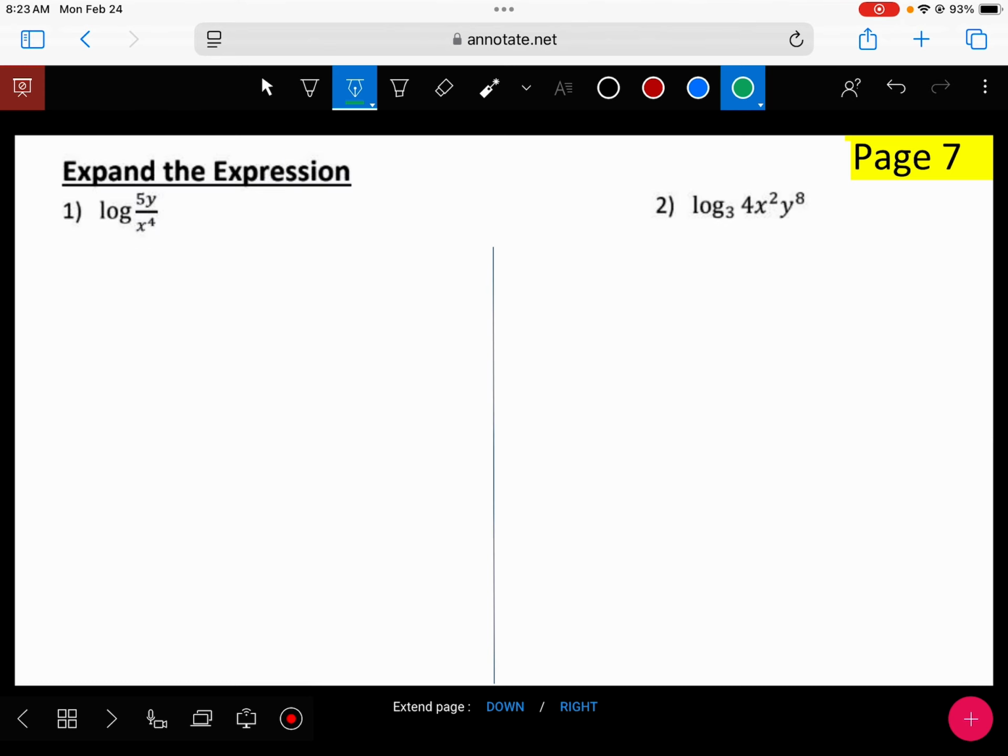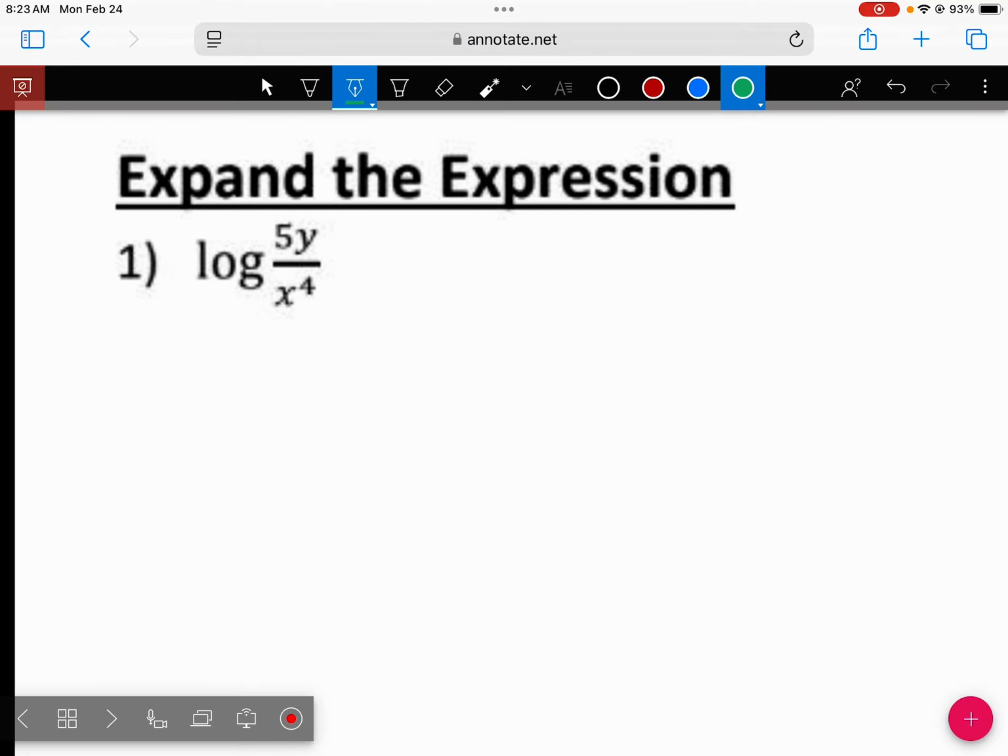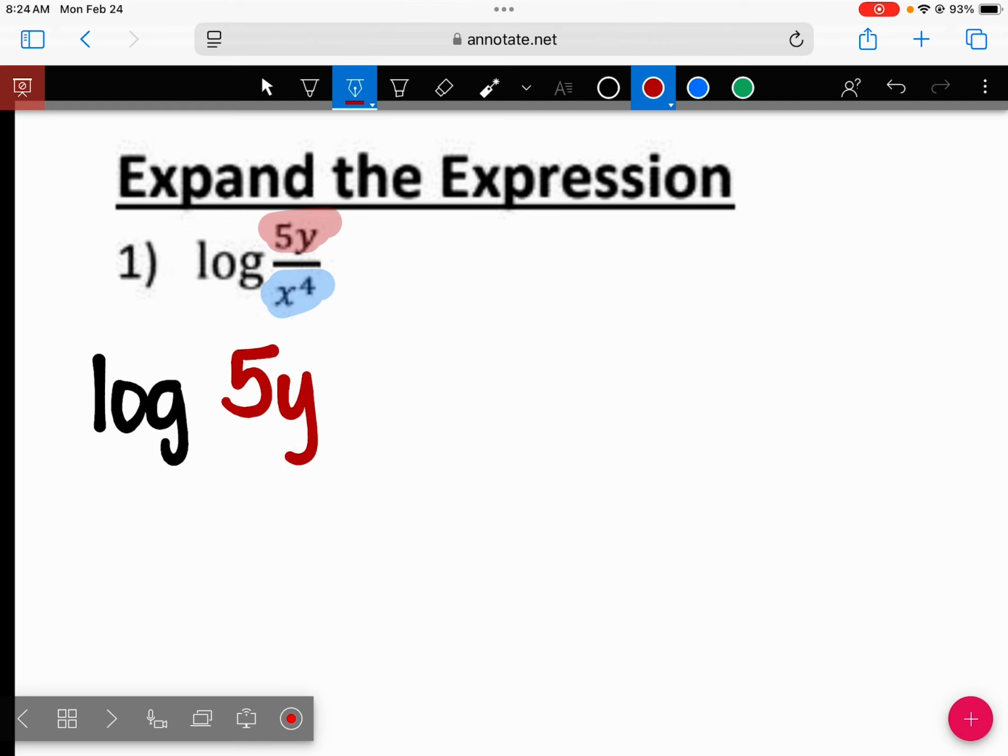So let's look at this first example here. Do we have a fraction? Does anybody see a fraction? All right, so the first thing we're going to do is separate that with a subtraction. The numerator and the denominator are going to split apart. So you're going to have the log of the numerator minus the log of the denominator. That's the first step. Separate the fraction with the subtraction sign.